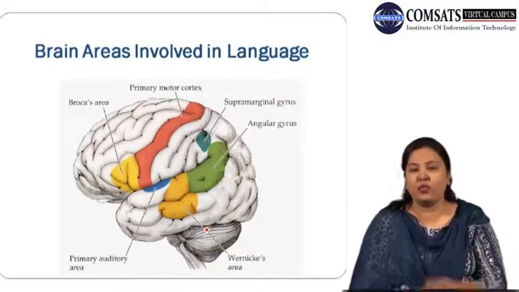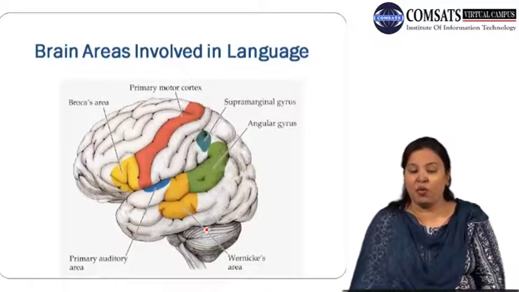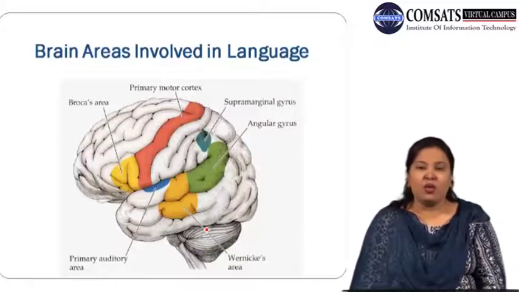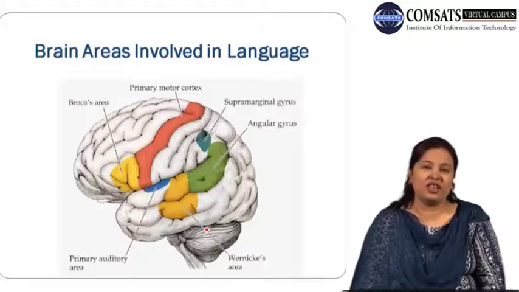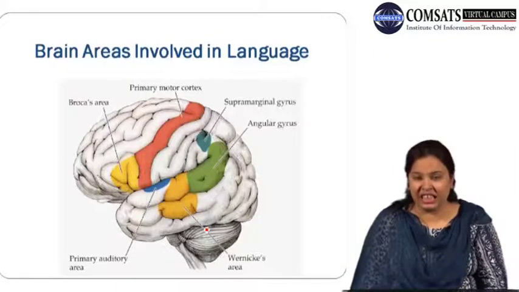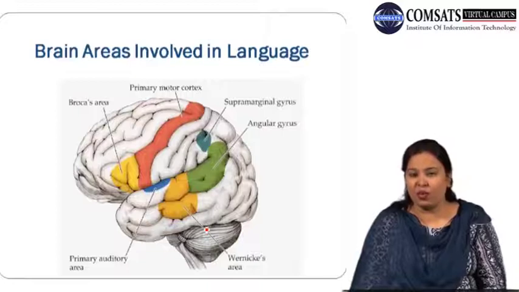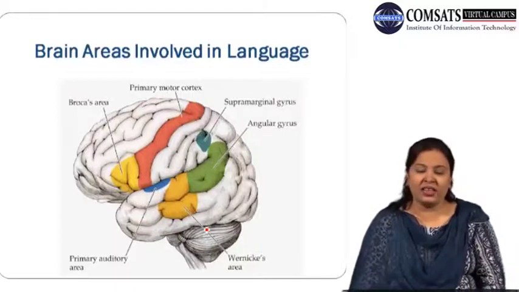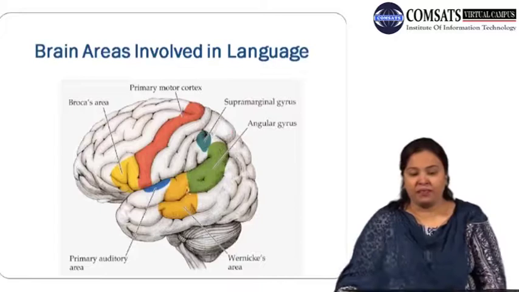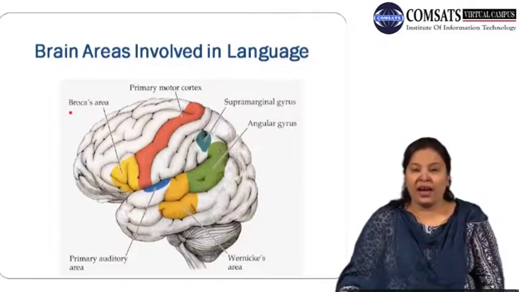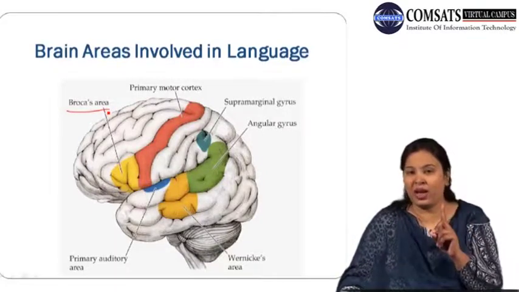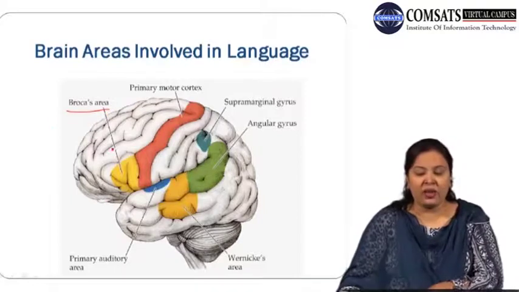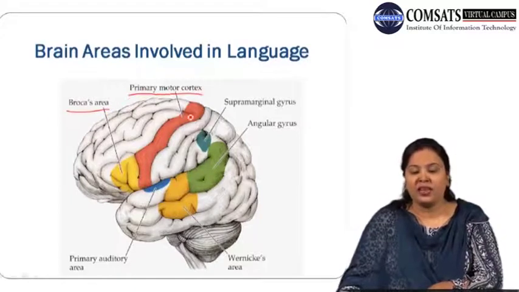Now the major focus: the brain areas involved in language. We have talked about different brain areas, but now the most important areas of the brain which are considered responsible for language. If you look at the figure, these are some major areas. I would like to highlight here Broca's area, one of the most important areas in our brain with respect to language. Then we have the primary motor cortex.